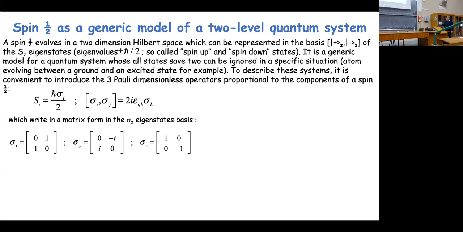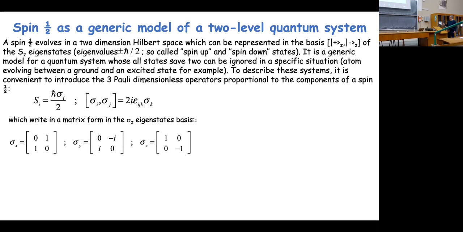Sigma z is very simple. It's the component along the z-axis, and it's clear that if you are in the basis of the spin up and spin down, this matrix is just +1, -1. If you are in the plus state, you have the eigenvalue +1. If you are in the minus state, you have the eigenvalue -1, because h bar over 2 has been factorized outside. Then you have sigma x and sigma y, which are off diagonal. Sigma x has just the 1 and the off diagonal, and sigma y has -i and +i.